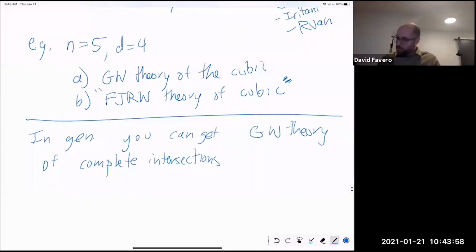So in general, you can get Gromov-Witten theory of complete intersections in toric varieties, Grassmannians, etc.